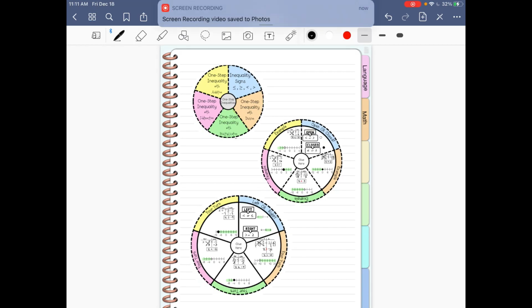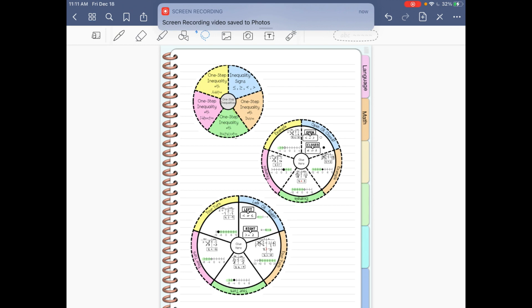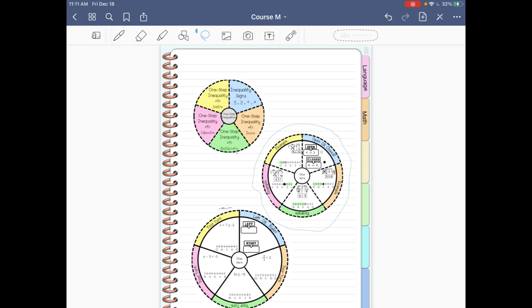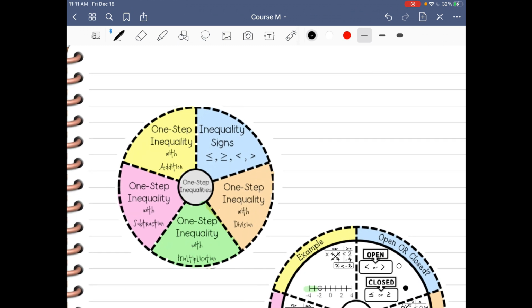Hey guys, I forgot to show you how to assemble this one. This is the one-step inequalities that we just finished. I think you guys know how to stack those up, but just find a page in your notebook. Before that, you want to put this on and put the title up there. Those are one-step inequalities. I won't bore you with showing you how to put the wheel together, but at least give your page a title. And I forgot to do that in the last video.